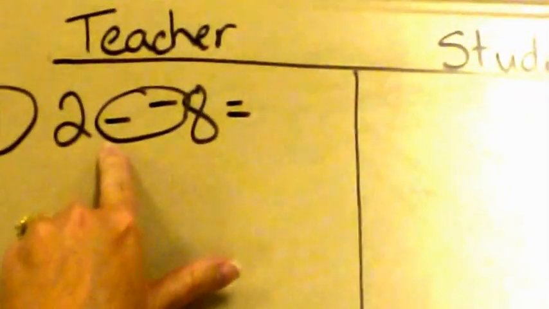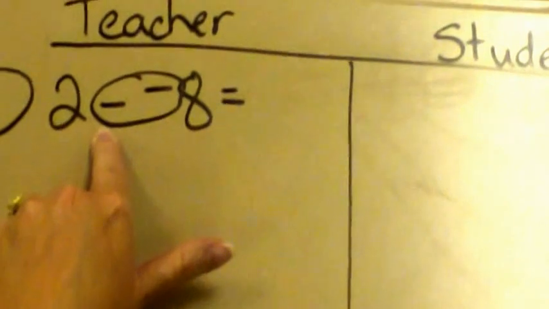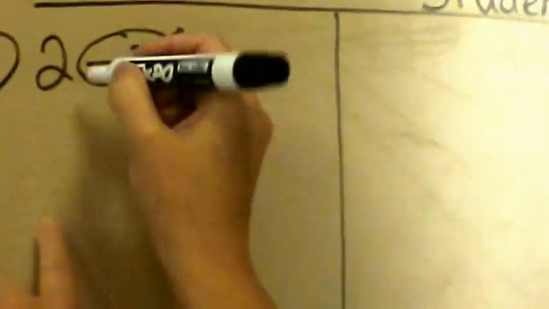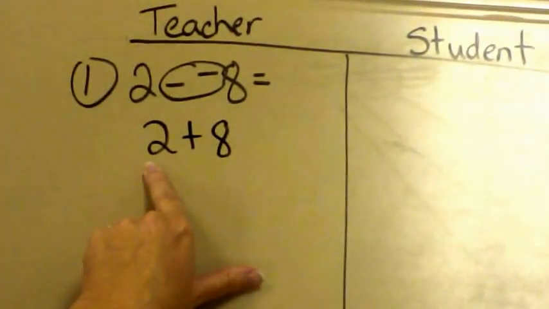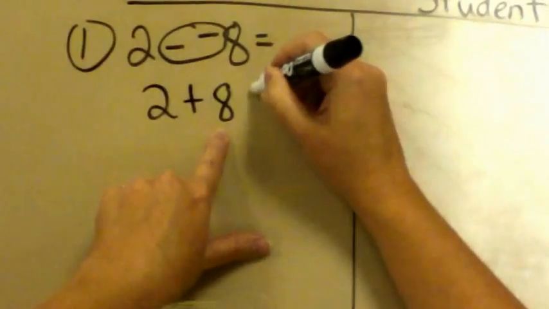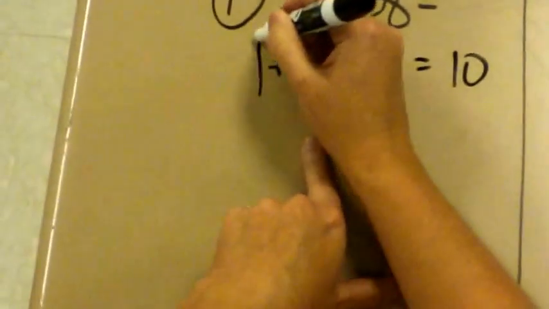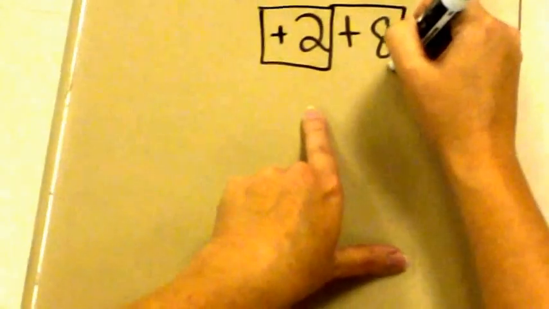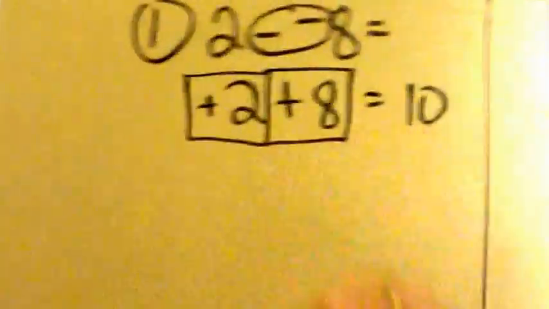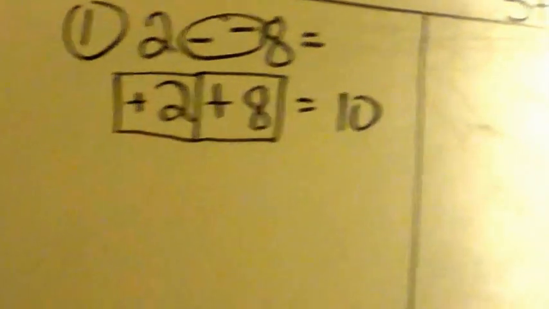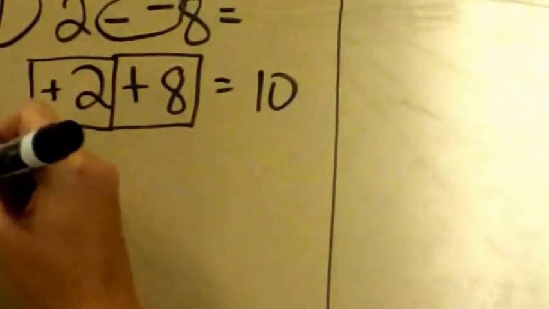Now your steps say if the double signs are the same, we change it to what? Plus. You change it to a plus. So I'm going to rewrite this problem 2 plus 8. And we know what 2 plus 8 is. 2 plus 8 is 10. If I were going to use the boxing in, you could box in if you want to keep it the same every time. 2 plus 8. 2 positives, 8 positives. All together you have 10 positives.